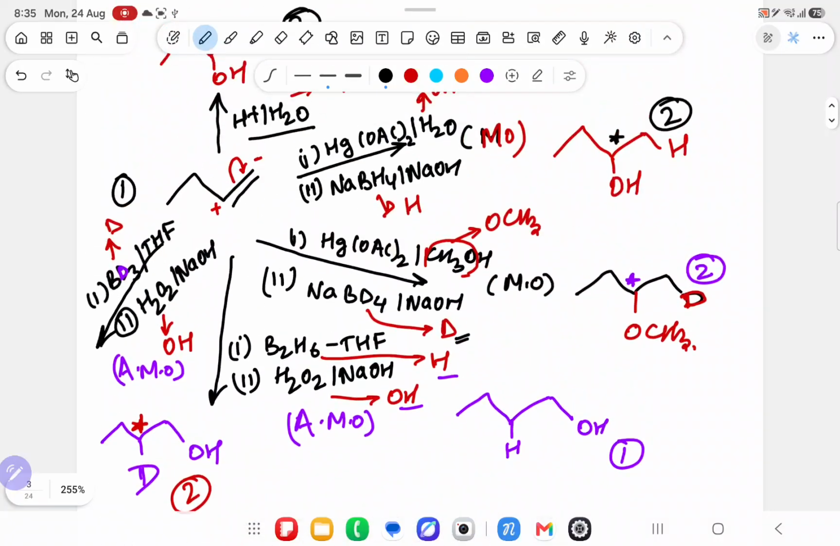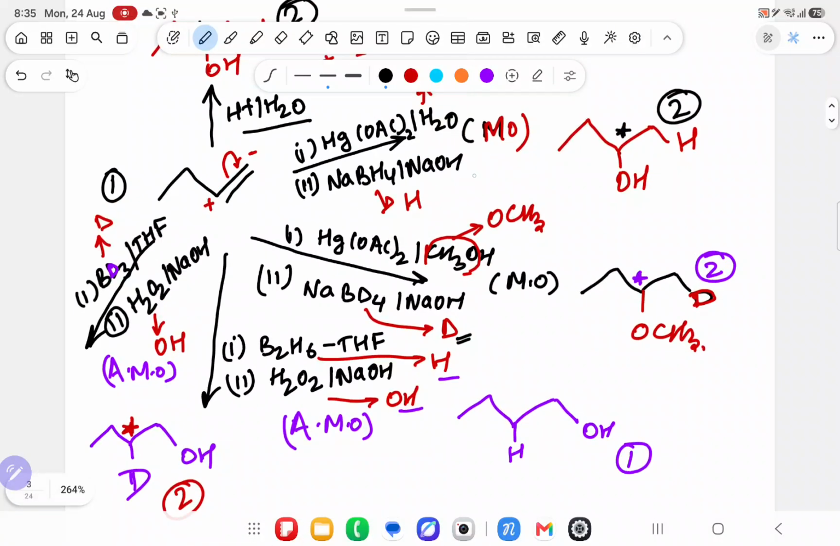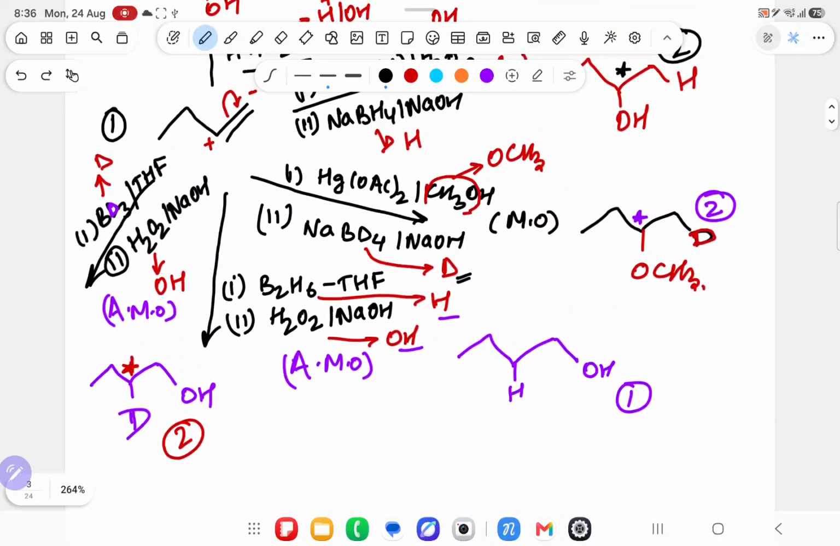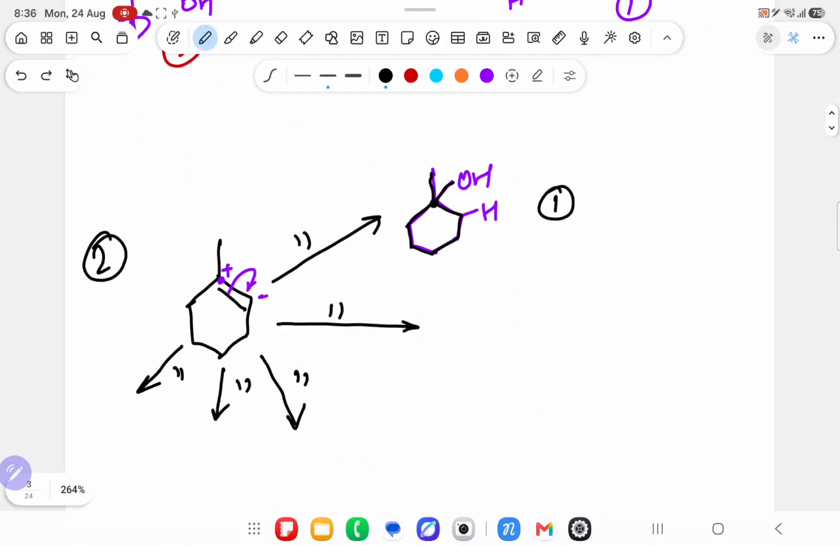Second, what is the reagent I have taken? HgOAc plus H2O, NaBH4. This I am writing. Understanding? Yes sir, understanding. Over here it will give H and OH by Markovnikov's rule. Again, Markovnikov's rule: the carbon with less hydrogen will get OH and the one with more hydrogen will get hydrogen. Only one product will form.